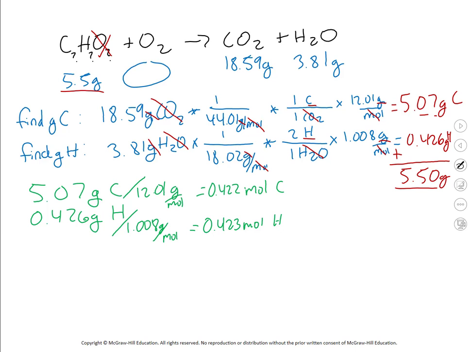So once we have moles of the two of them, what's the next step to get that to a whole number ratio? Good. Divide by the smallest number, which in this case is 0.422. Or just looking at those two numbers, what can we assume is the ratio? 1 to 1. So what's our empirical formula? CH is our empirical formula.